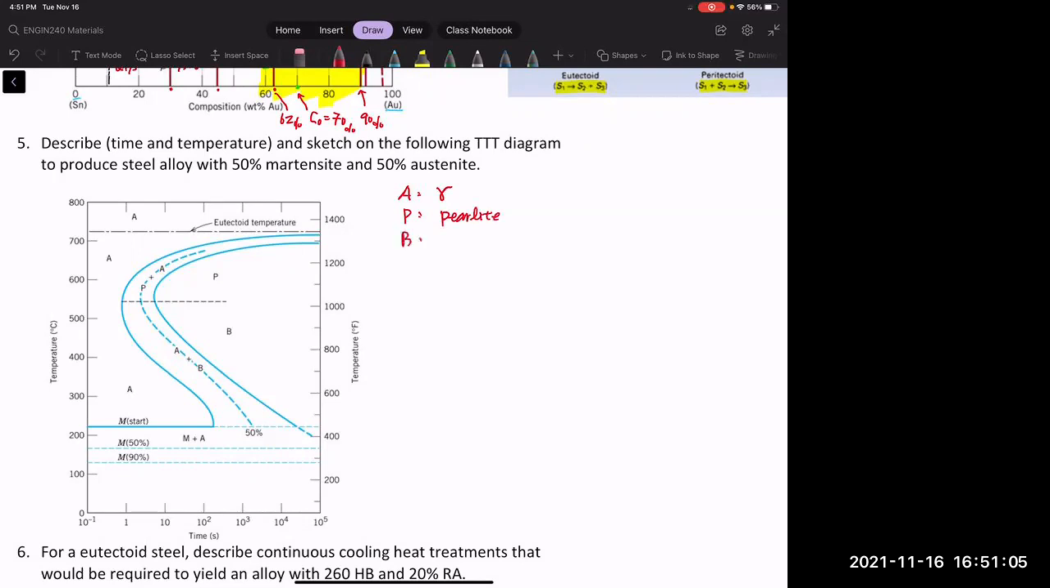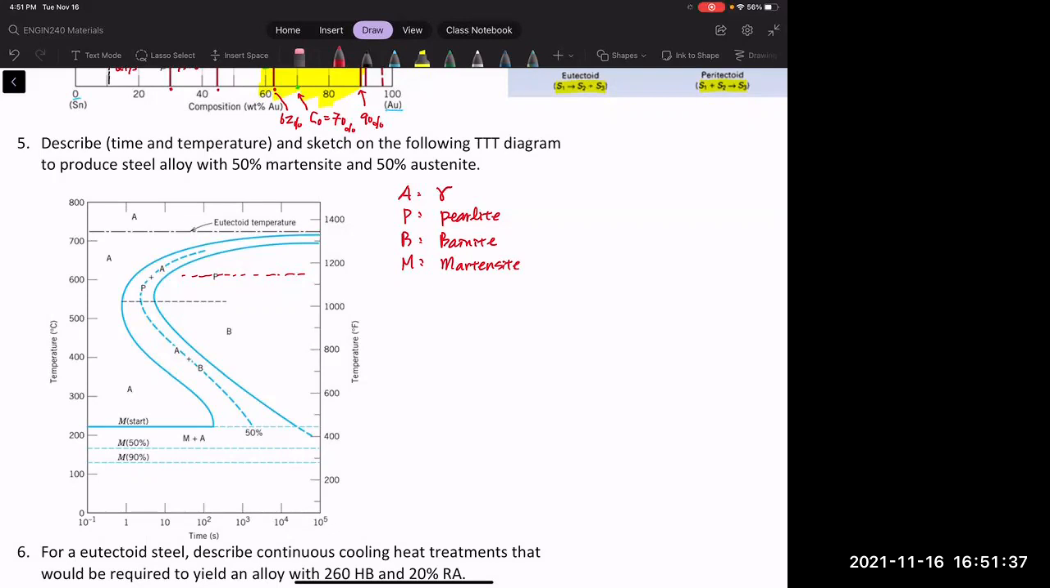The B represents the bainite. And the M represents the martensite. The pearlite also separates into two regions. So you actually have a coarse pearlite and a fine pearlite. So there's a region to distinguish these two. And that simply represents how thick the layers are.